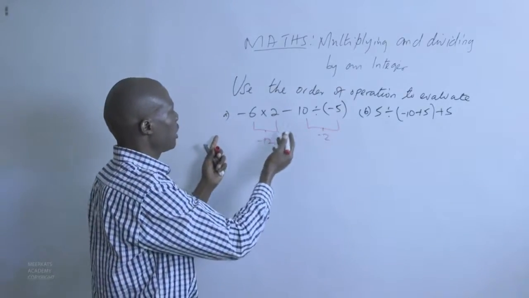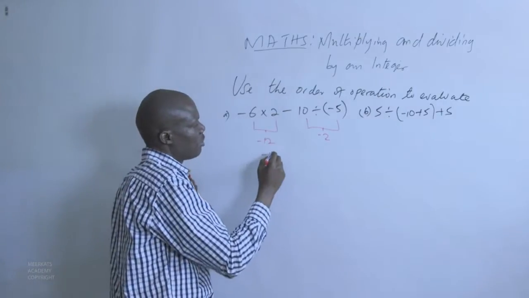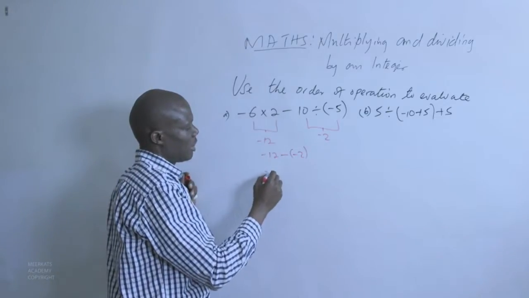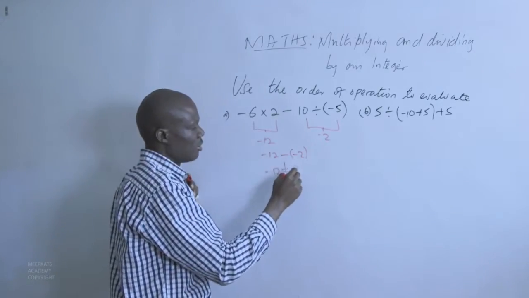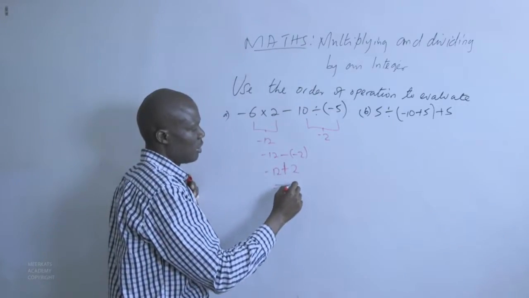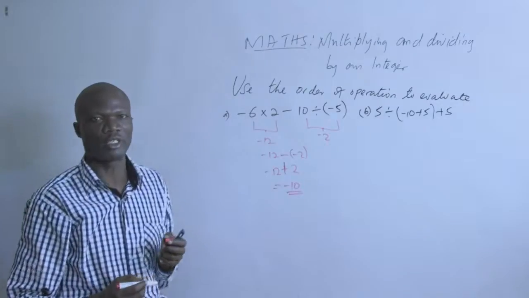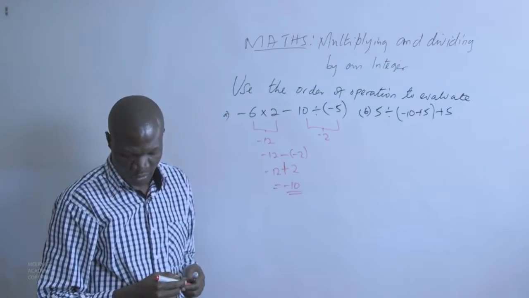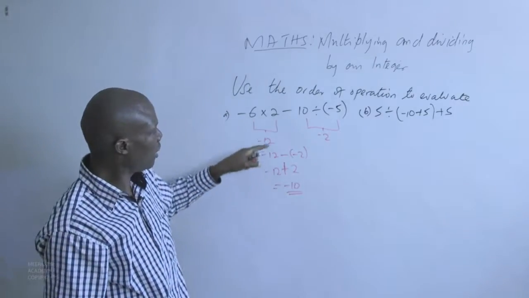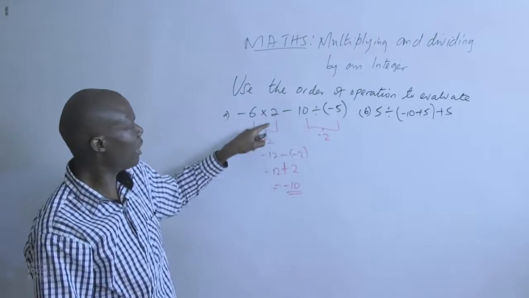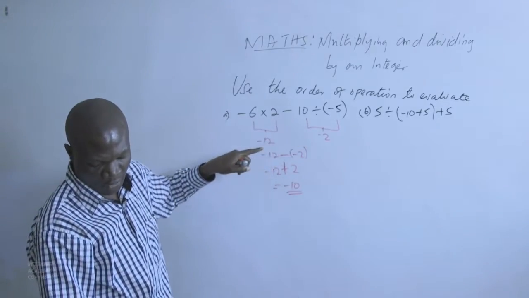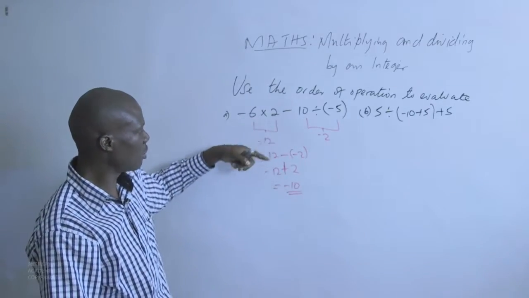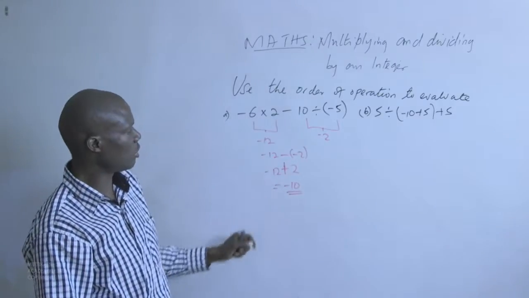No more multiplication and so on, so you will remain with negative 12 minus negative 2. This one is the same as negative 12 plus 2, which gives us negative 10. So this is our answer. You'll notice that here we multiplied and then we did the division. Then after that we came to addition and subtraction, if any, and we settled on our answer.